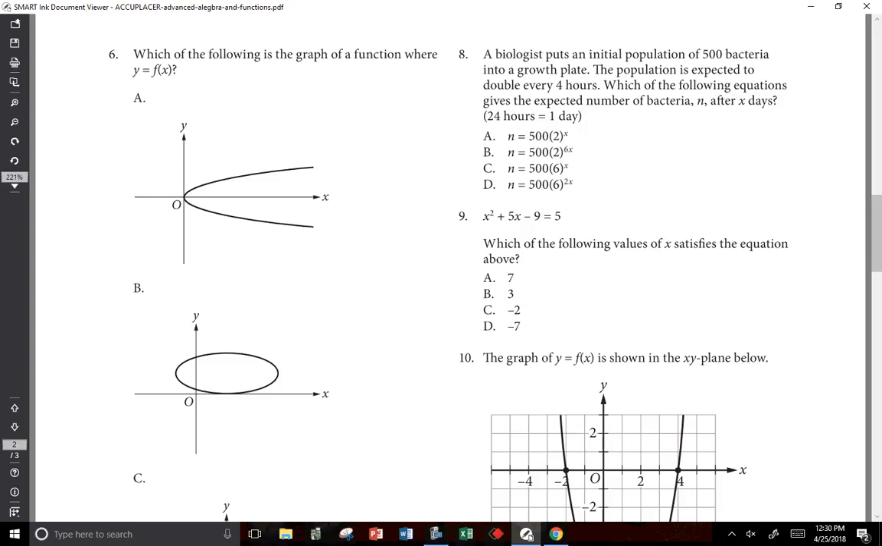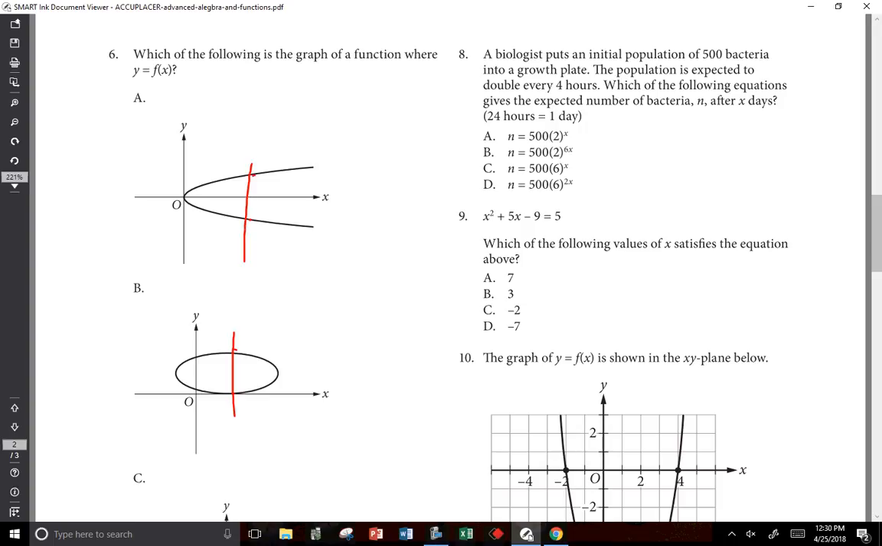So A is not a function because you hit it twice. Boom, boom. B is not a function because you hit it twice. Boom, boom. C is a function. D is not a function because you hit it twice. It doesn't have to be that you hit it twice everywhere. Just if you can hit it twice, it's not a function. Okay, C, no matter where you draw a vertical line, you would only ever hit it one time. So C is our function. So when you see function, think vertical line test.